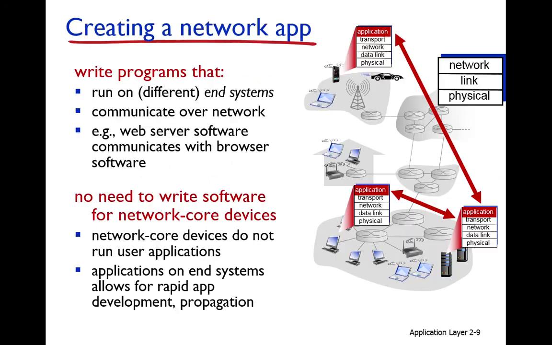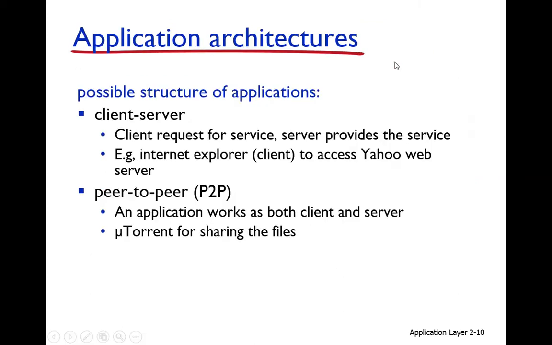Now the application architecture. Based on the communication between two applications, network applications are divided into two types. One is called the client-server model and one is called the peer-to-peer model. In the client-server model, one user is the client, which requests a service, and the server application is the one which provides the service.